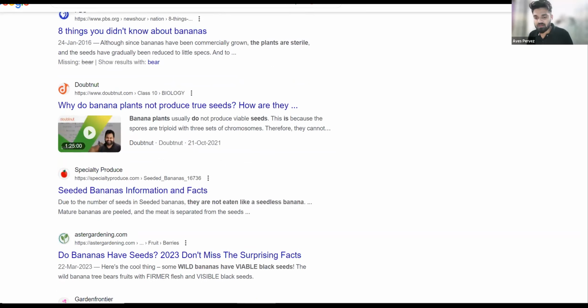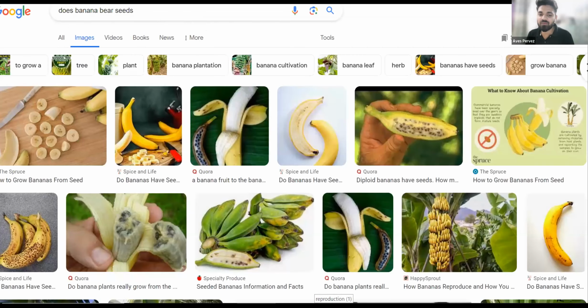You can check images there. Wild bananas have seeds present. I was just saying that somewhere in movies there were rotten bananas and there were seeds there. But I think these seeds can't grow new plants.